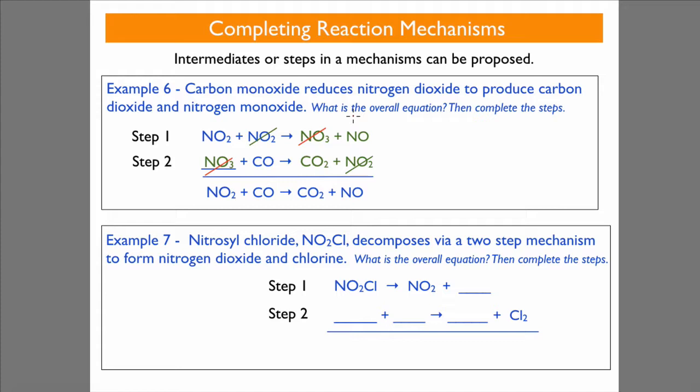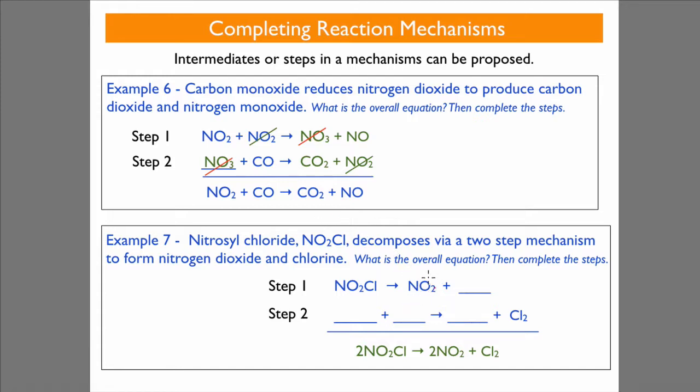Okay, next, example 7. Nitrosyl chloride, NO2Cl, decomposes via this two-step mechanism to form nitrogen dioxide and chlorine. First of all, we'll work out the overall equation, then complete the steps. So we'll just write in what it gives us in the question, or in the example in this case. So we've got the nitrosyl chloride giving us nitrogen dioxide and chlorine, balance the equation, and then we've got to try and think of what's going on here.